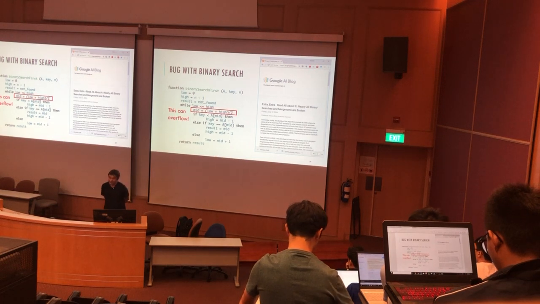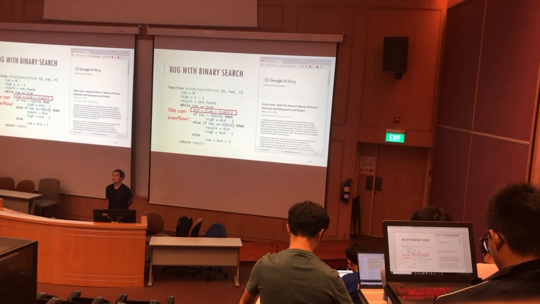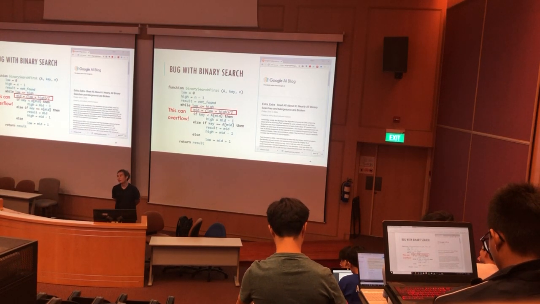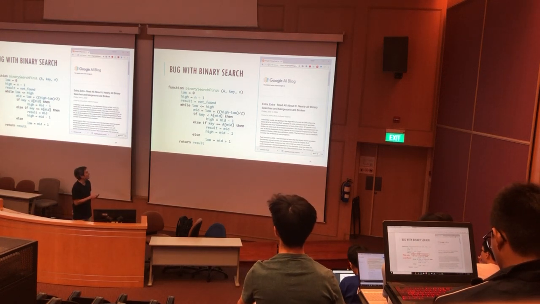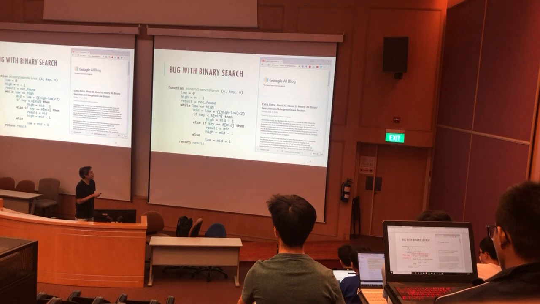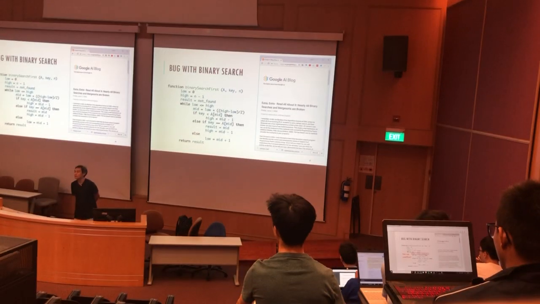Does anyone know how to fix it? How can you fix this line? Can you fix it? Divide by 2. So there are multiple ways. This is one. We take low, and we don't add them together, we subtract. Algebra. Okay, so high minus low, we do this together. Oh, yeah, that makes sense. Suddenly this part of the code makes sense to me.